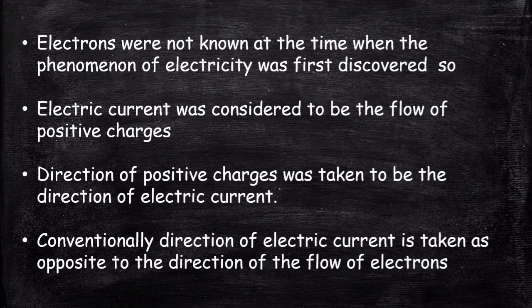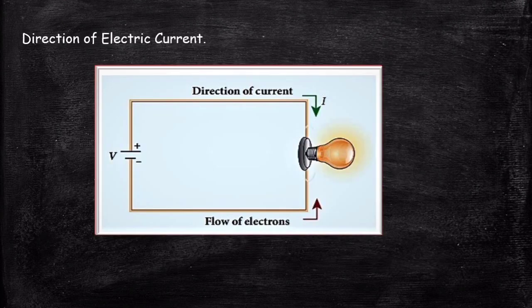Electrons were not known at the time when the phenomenon of electricity was first discovered, so electric current was considered to be the flow of positive charges. The direction of positive charges was taken to be the direction of electric current. Conventionally, the direction of electric current is taken as opposite to the direction of flow of electrons. You can observe in this circuit that the direction of electric current is opposite to the flow of electrons.